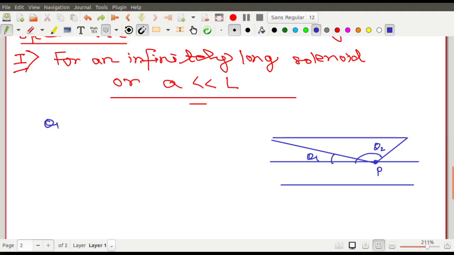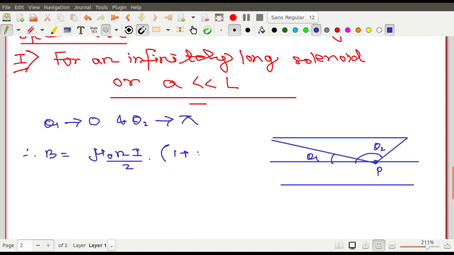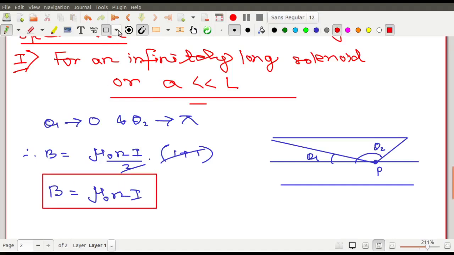So that means that for a long solenoid, theta 1 tends to 0 and theta 2 tends to pi. One tends to 0, one tends to pi. Therefore what will be the expression of B? So B simply equals mu 0 ni by 2, and here you will also have 1 plus 1. So this gets cancelled to give you B equals mu 0 Ni. I hope that you are familiar with this expression from your higher secondary classes. So this is the magnetic field due to an infinitely long solenoid.